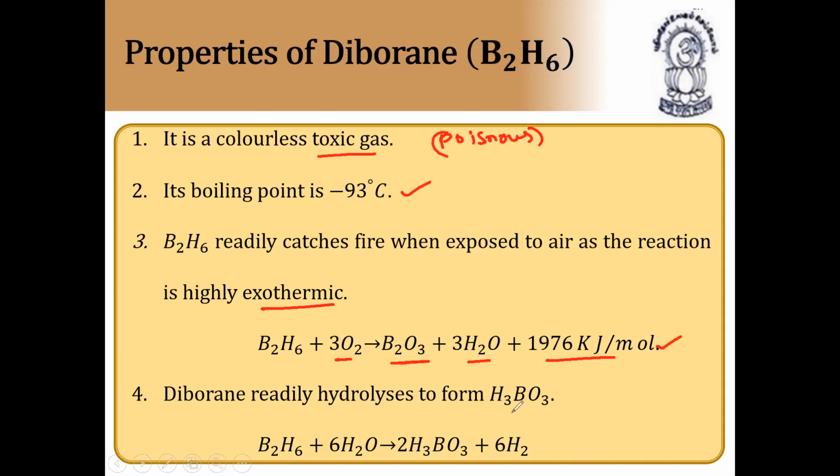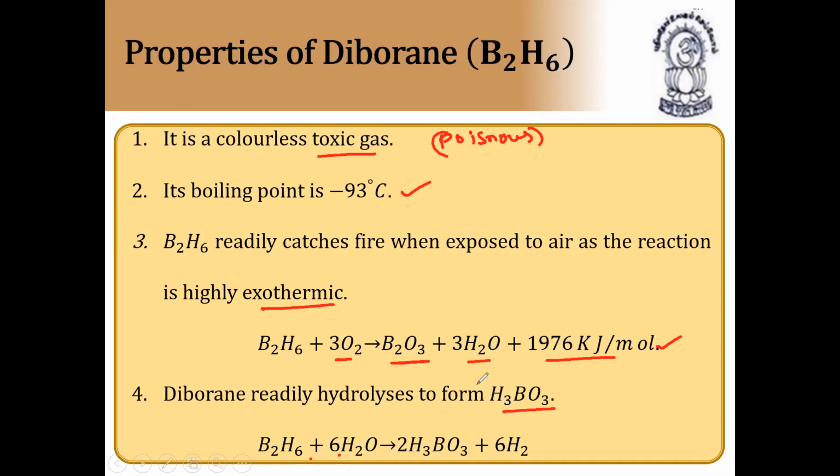Diborane is readily hydrolyzed to form H3BO3. This reaction we have already seen in the preparation of H3BO3. So B2H6 on reaction with water forms H3BO3 plus 6H2. B2H6 readily catches fire. On the action of heat, it readily catches fire and forms B2O3. And this reaction is highly exothermic in nature.